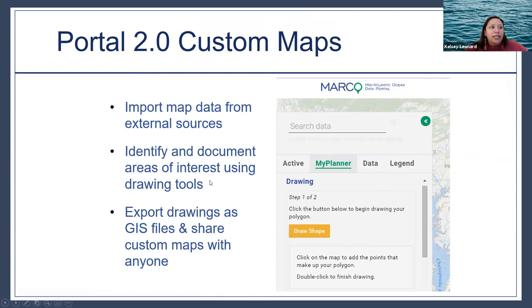We identified and documented areas of interest using drawing tools that were available in the platform. We did that in partnership with listening sessions, which I'll talk about in a moment, with tribal leaders. Then we would export those drawings as GIS files and share them as custom maps with those that had indicated either a preference for a public setting or for keeping them protected due to certain security protocols that might be needed if the data being mapped was of cultural significance or something that shouldn't necessarily be shared with the broader public for fear of it being misused or misappropriated.